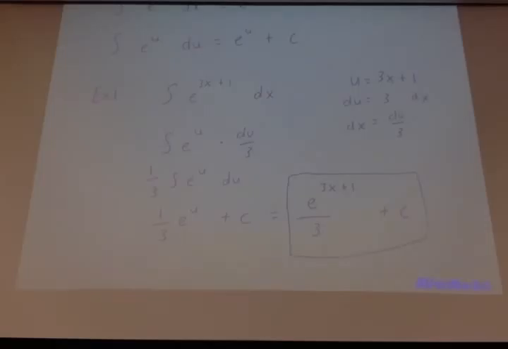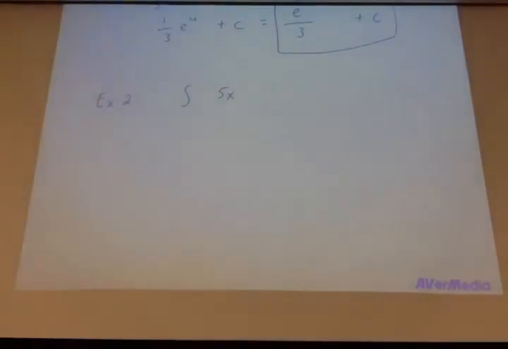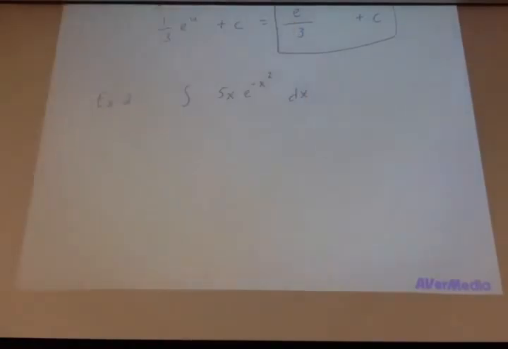Okay, we move it up here. We'll do example 2. And again, I'll send this to you guys on Google so you can slow it down or go back and look at something if you'd like. For this one, we've got the integral of 5x e to the negative x squared dx.